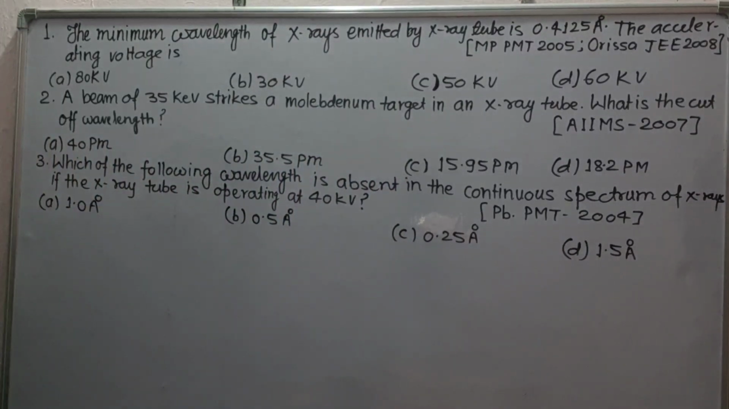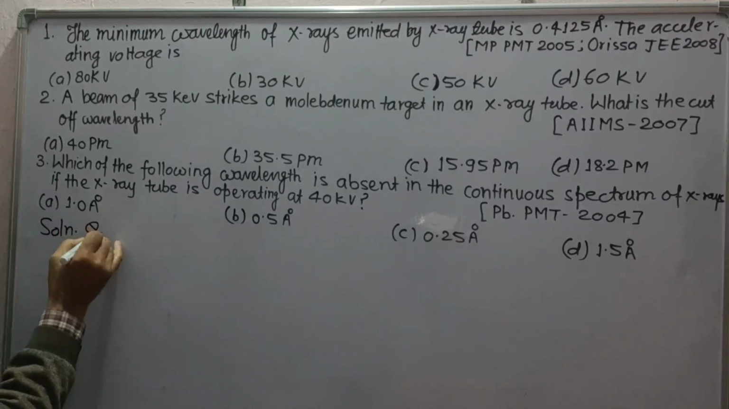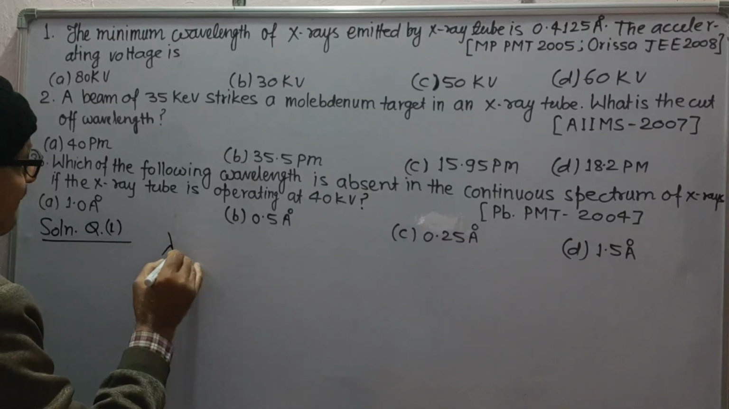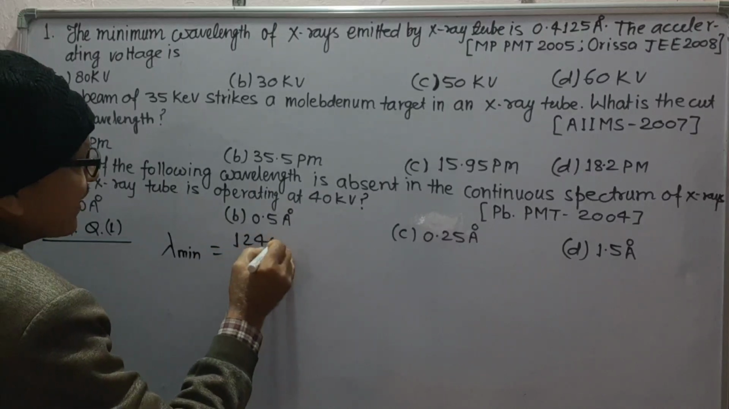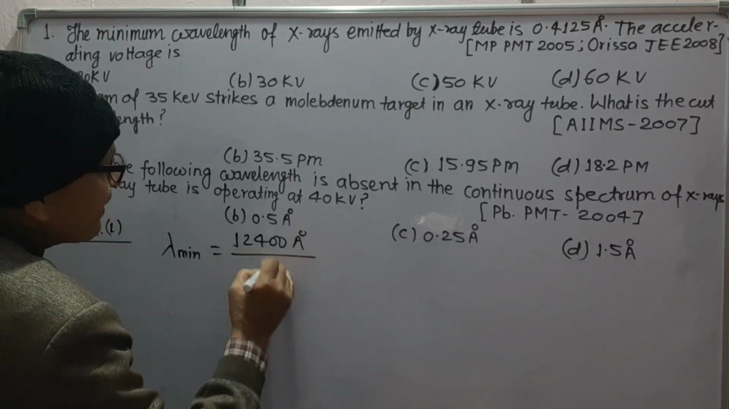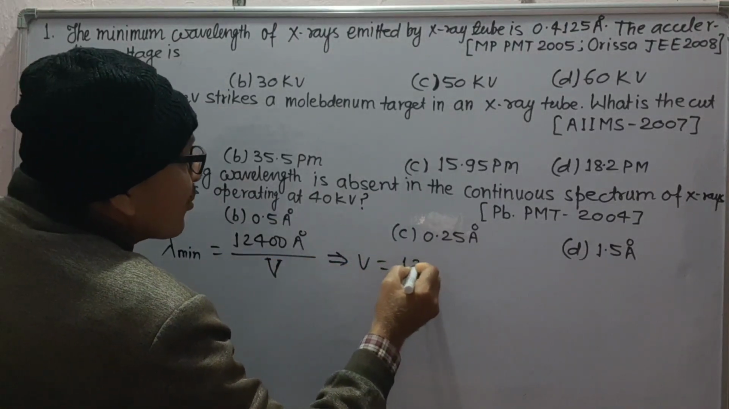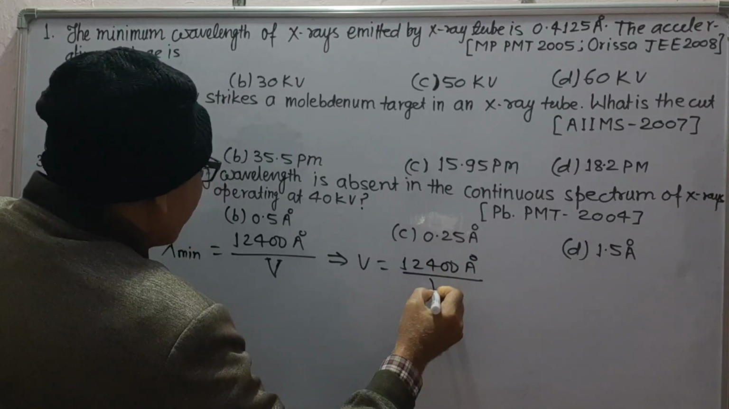The question is, the minimum wavelength of X-rays emitted by X-ray tube is 0.4125 angstrom. The accelerating voltage is. Solution to question 1. We know cutoff wavelength lambda minimum is equal to 12,400 angstrom upon accelerating voltage V, which gives V as 12,400 angstrom upon lambda minimum.